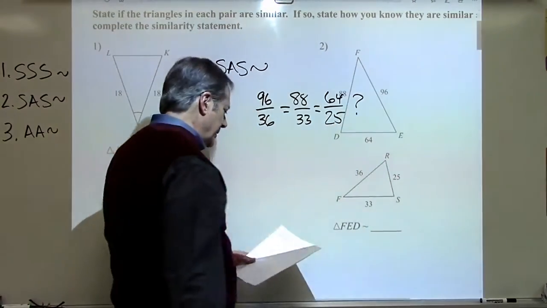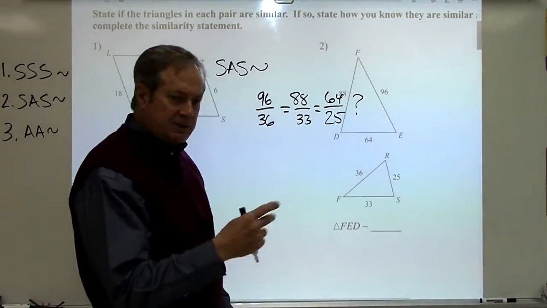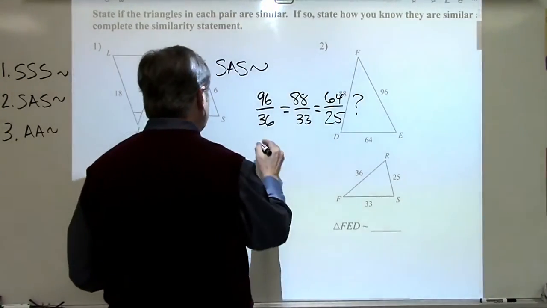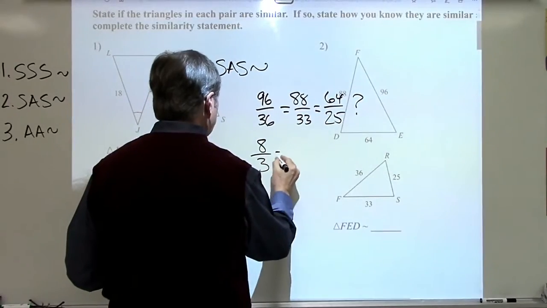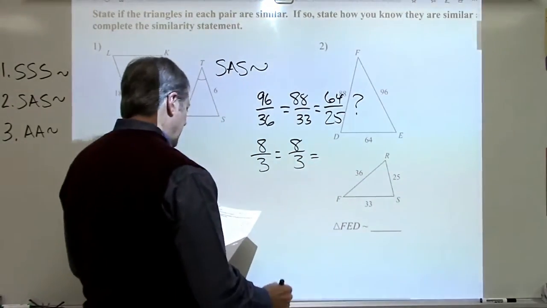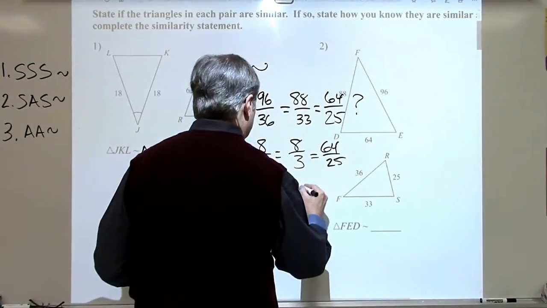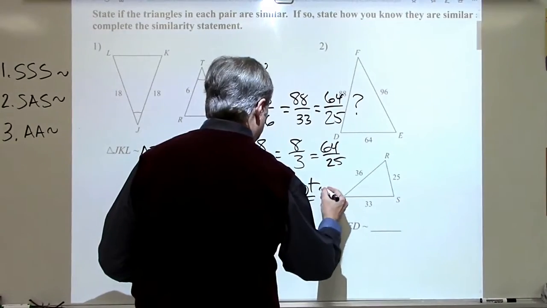And so we don't know, and so we have to enter them into the calculator, change it back to a fraction, and you'll find out that this proportion is 8 to 3, that proportion is 8 to 3, looking good so far. However, this one does not reduce, 64 to 25. So these two are not similar.